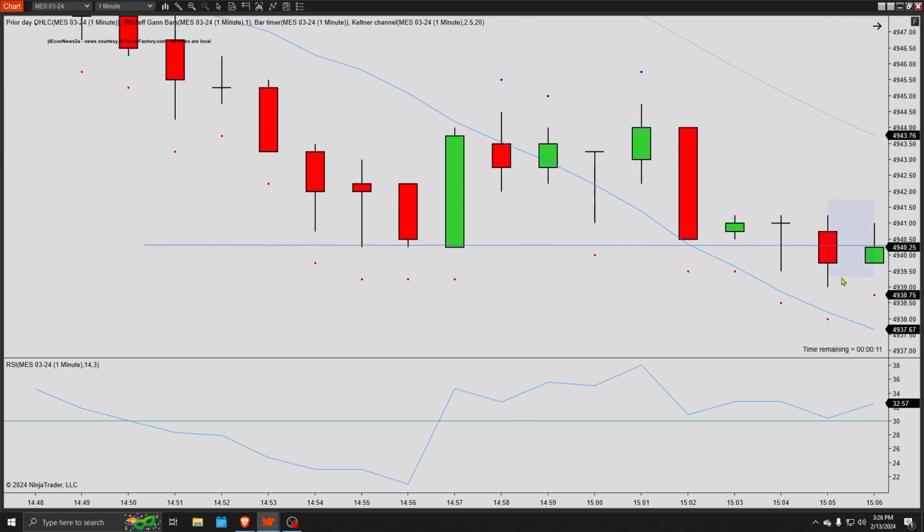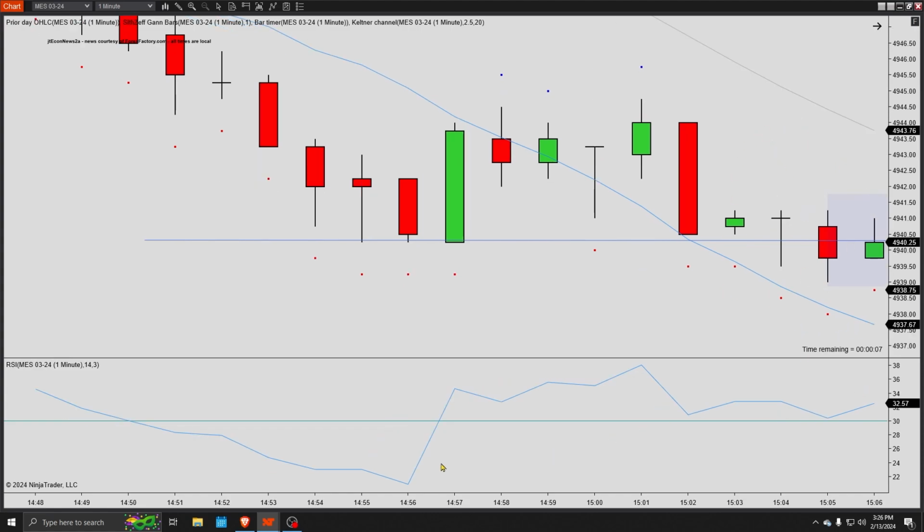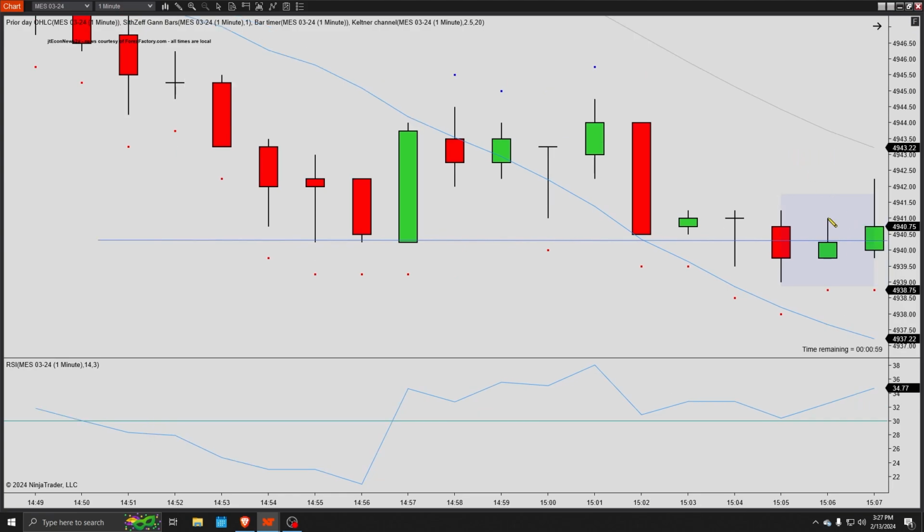So this, I'll move over one. This was our second push up on the RSI. It made a higher low, as you can see. Price made a lower low. And we can enter one tick above this inside bar and put our stop here.